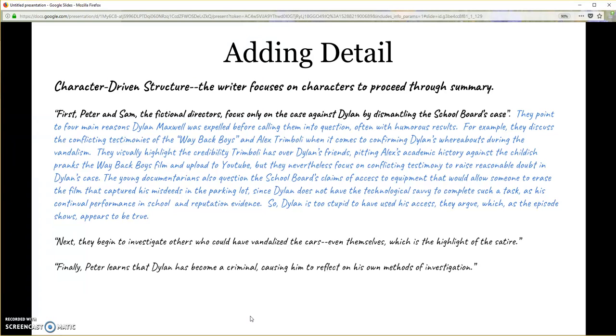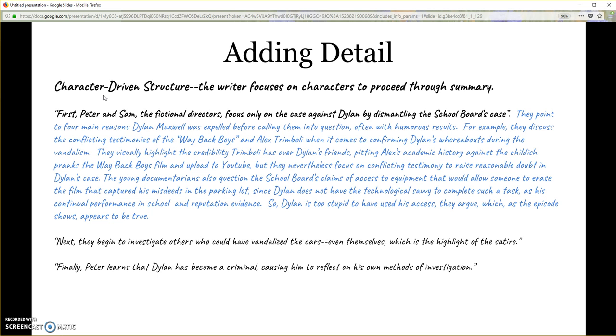For example, you can see in this point here, next they begin to investigate others who could have vandalized the cars and even themselves, which is the highlight of the satire. So again, notice how I'm pointing to content, but I'm always acknowledging that this is a satire as well, right? So that's important. As we talked about yesterday, or as I talked about with you on the first video, you need to acknowledge consistently that this is the story.